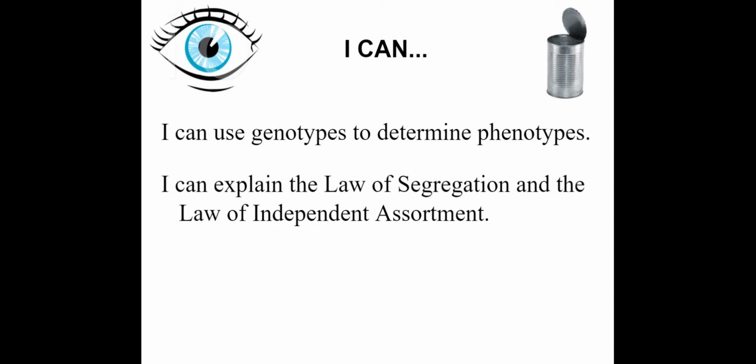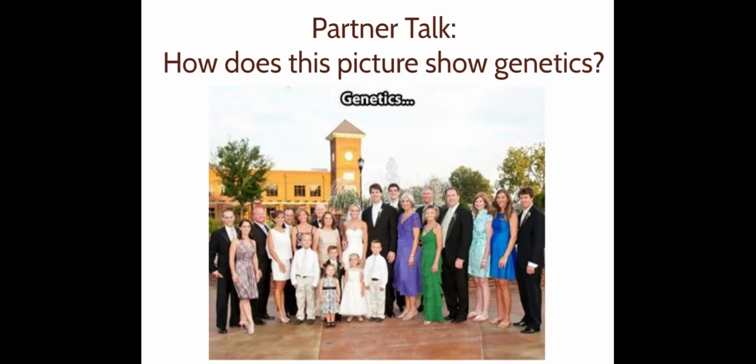By the end of this lesson, we need to be able to use genotypes to determine phenotypes and be able to explain the law of segregation and the law of independent assortment. So take a minute to look at this picture, see how it is showing genetics. Remember, genetics is the study of heredity, and heredity is the passing of traits from parents to offspring.